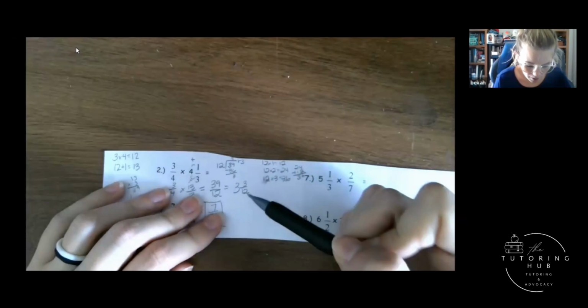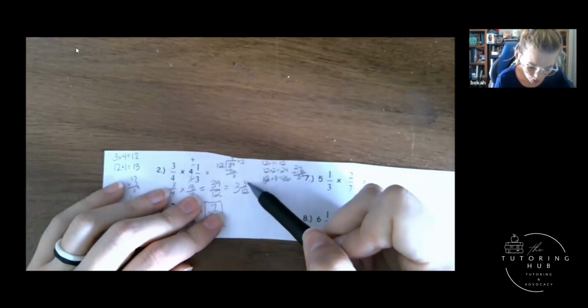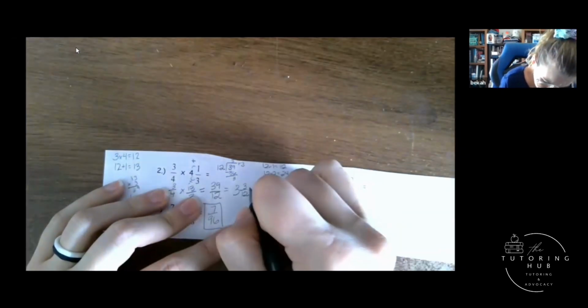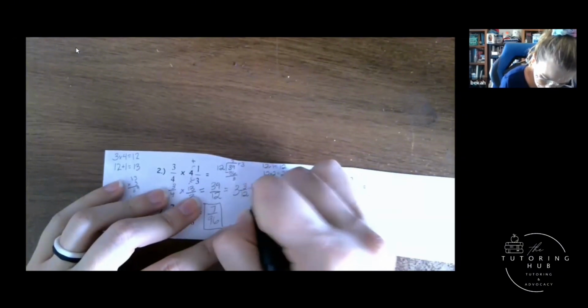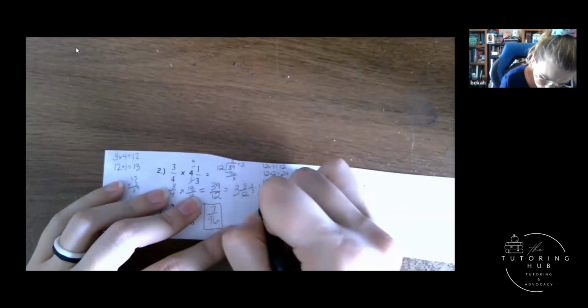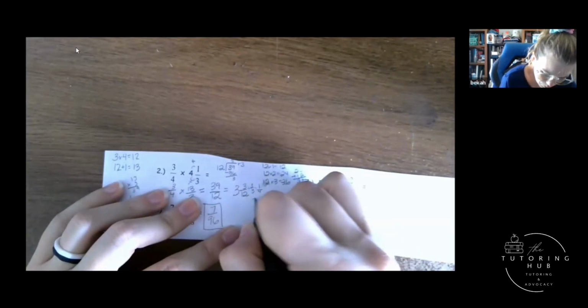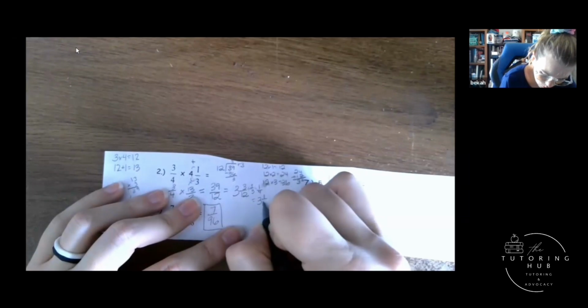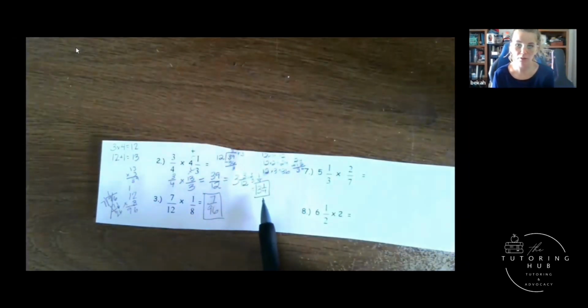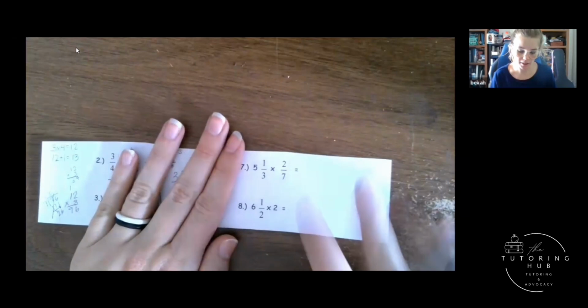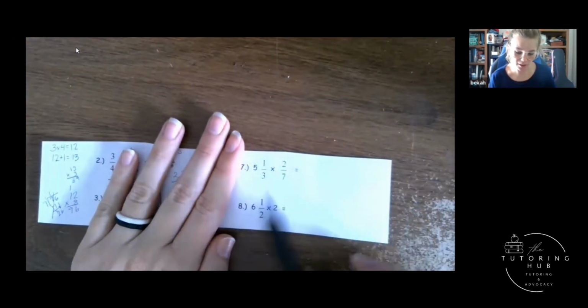Now, I know that 3 times 4 is 12, right? So I'm going to simplify my fraction and divide them both by 3. So 3 divided by 3 is 1. 12 divided by 3 is 4. So my simplified answer is 3 and 1/4. So my answer to number 2 is 3 and 1/4. Okay. We have 2 more. The number 8 will be really easy, so we'll end on that one.